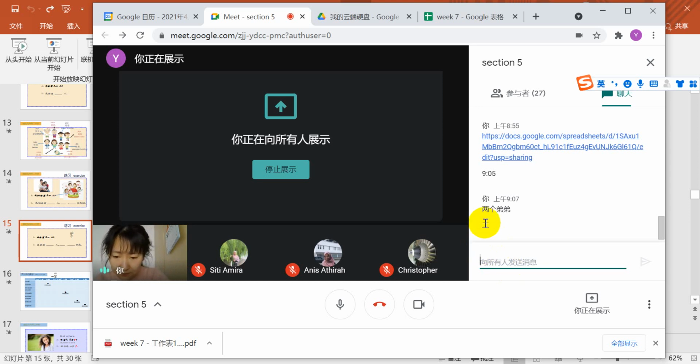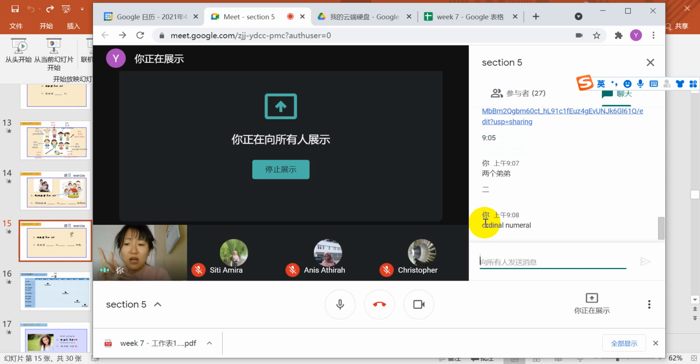So 二 is used for ordinal numerals, such like 1月、2月、3月 for the month, and for the week, 星期一、星期二、星期三. Monday, Tuesday, Wednesday, Thursday. Oh, I forgot Wednesday. So in this order, we will use the word 二.